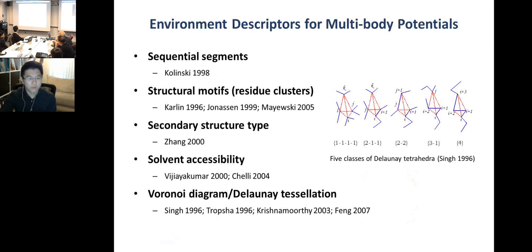So in order to incorporate the environment dependence of interactions into statistical potentials, various structural descriptors have been developed. The environment descriptors should be able to categorize various structural features into a few discrete states. And in this research, the rotameric state of residues has been introduced to develop a new environment dependent statistical potential. So in the next slide, I will explain how the rotameric states can affect the specificity of interactions.